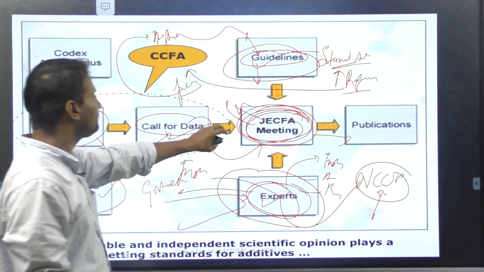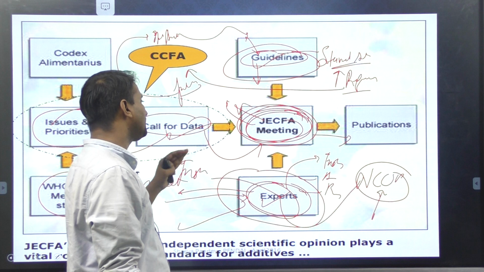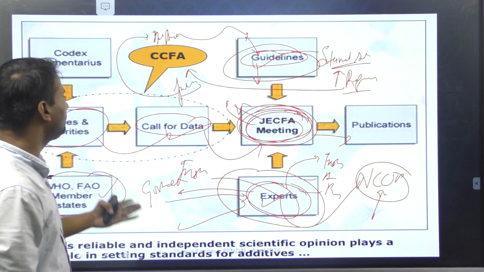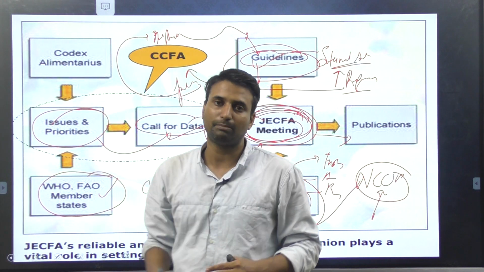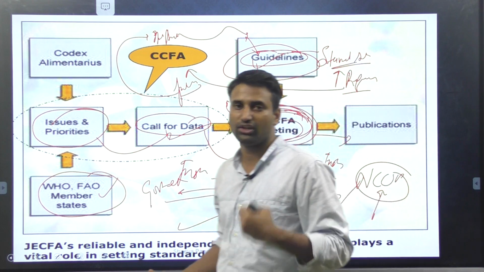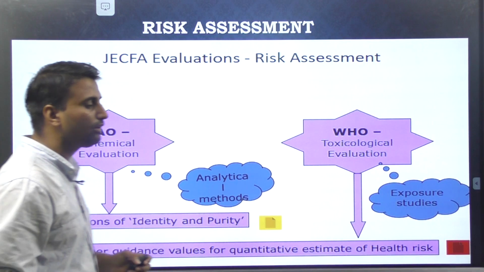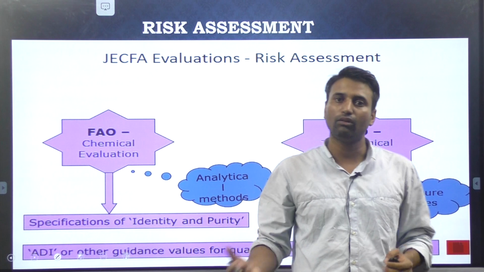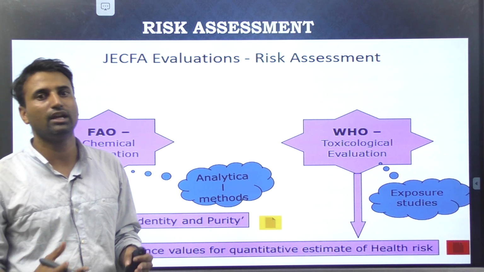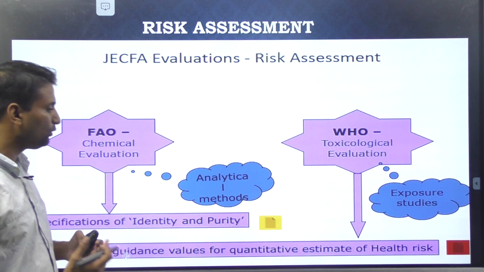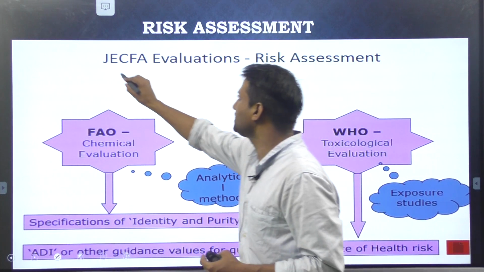So you can find the JECFA meeting is one of the core centers of the area, and they are not taking inputs from one body, they are taking inputs from multi-dimensional institutions, multi-dimensional aspects. That is the beauty of this JECFA meeting. So let's try to understand how we are going to do risk assessment. Till now we have understood the organizations which are responsible for taking the inputs. Now we will try to understand how the risk assessment process starts for food additives. It comes under the JECFA evaluation.